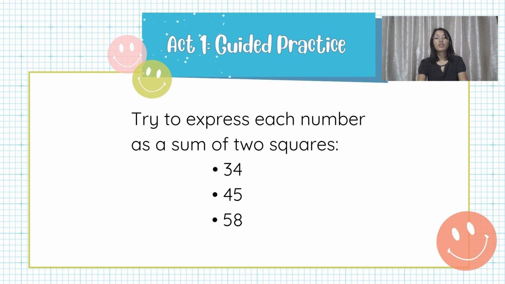So now let's move on to our activities. We have activity 1, which is the guided practice, and activity 2, which is to create your own. Let's first start with activity 1. I want you to try representing these numbers as sums of two squares. We have 3 items. I will give you 20 seconds per item. So 20 plus 20 plus 20 is 60 seconds, which is 1 minute. I will wait for 1 minute starting now.